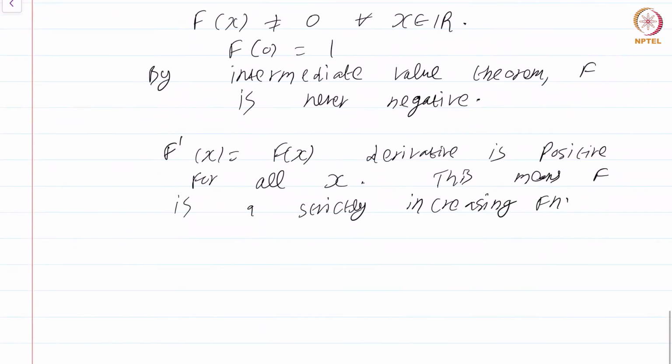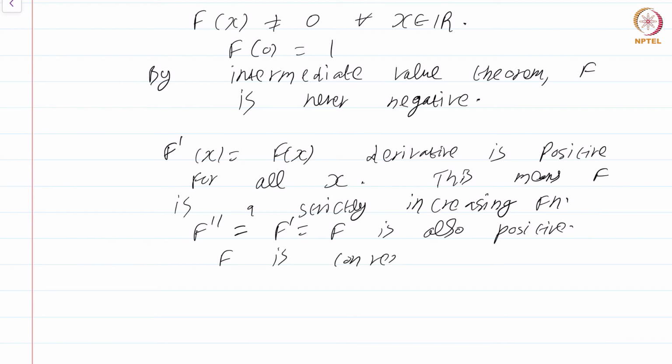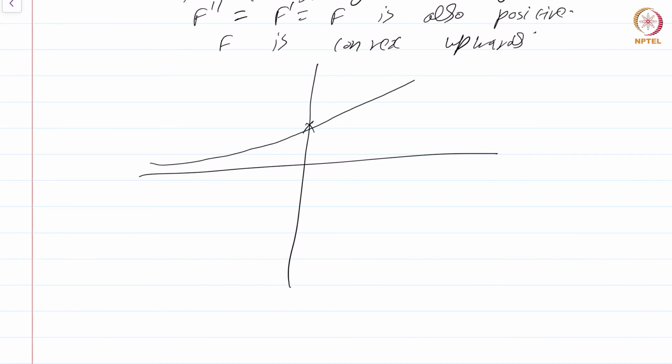Not only that, f double prime is also equal to f prime is also equal to f is also positive, which just goes to show that f is convex upwards. Putting all of this together, we get the familiar graph of the exponential function. At 0 it is 1, and the function is sort of going to look like this.